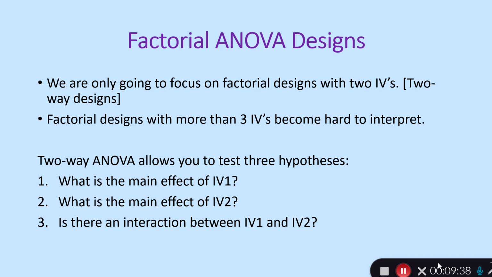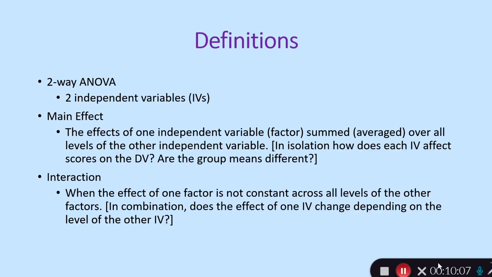But a two-way ANOVA that we're going to look at, so we've just got 2 independent variables, allows us to test 3 hypotheses. The first hypothesis is what is the main effect of independent variable 1. The second is what is the main effect of independent variable 2. And the third is there an interaction between independent variable 1 and independent variable 2. And what we're talking about here is with respect to scores on the dependent variable. Okay, so let's unpack this a little bit more.